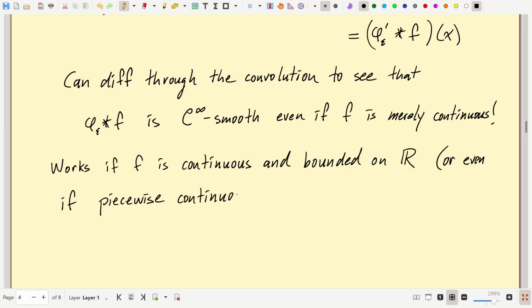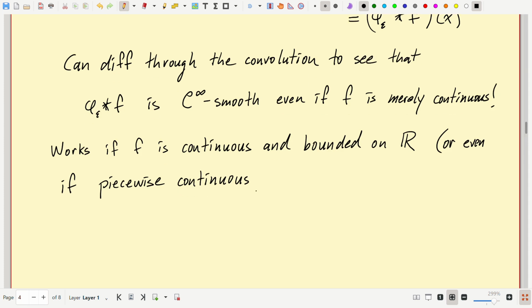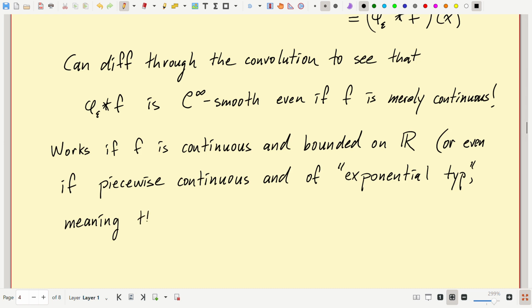if you ever studied the Laplace transform, you would have heard of exponential type before, meaning that f doesn't grow too fast at infinity. So meaning that absolute f of x is less than or equal to some constant times e to the c absolute x on R.